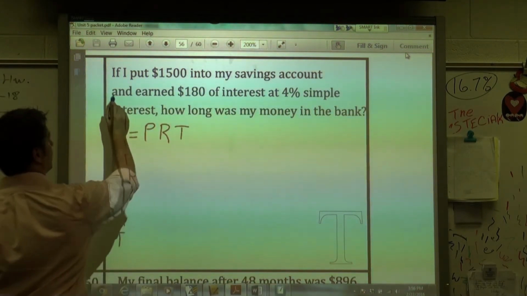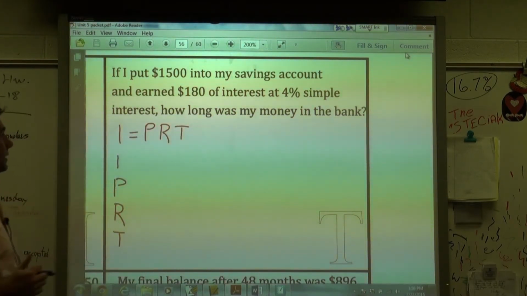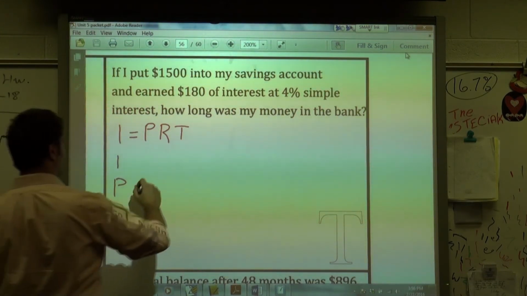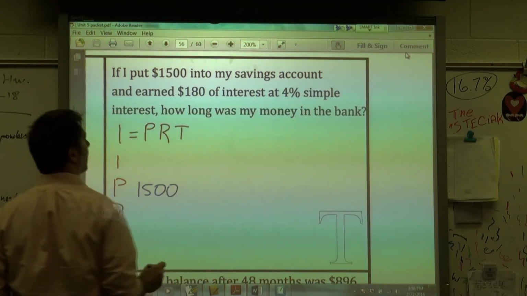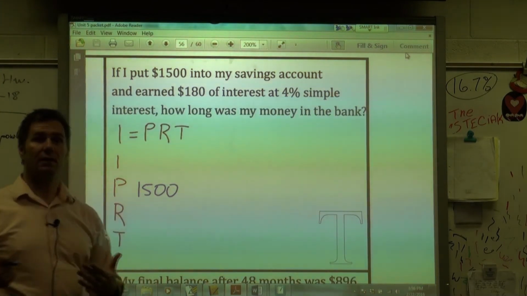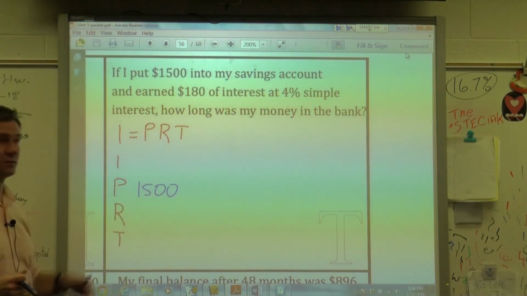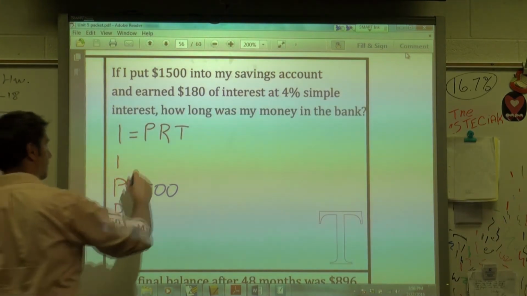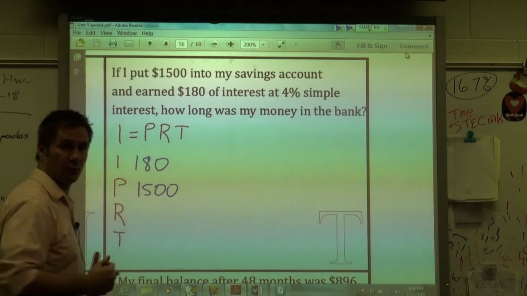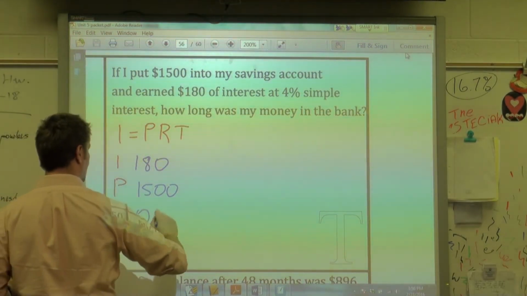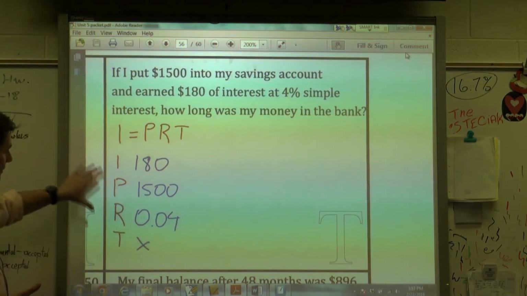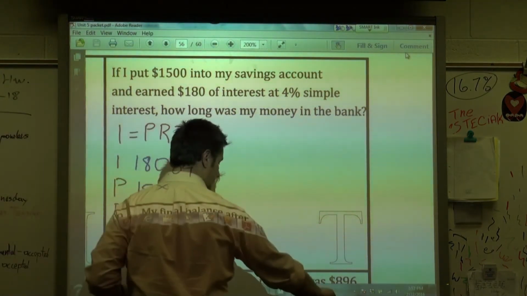So, if I put $1,500 into my savings account, therefore $1,500 is the money at the beginning because that's what I'm going to put, goes as a principal. And I'm going to earn $180. The money that is going to be earned on that principal is my interest, 180. My interest rate right here is 4%, which means I'm going to write it as 0.04. And what I'm looking for is my x. Let's plug those numbers in and see what happens.